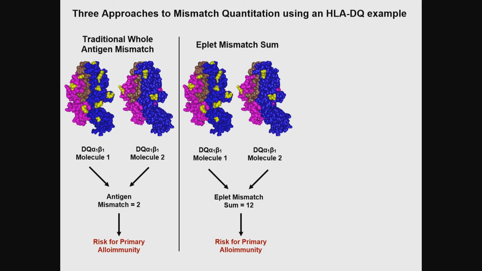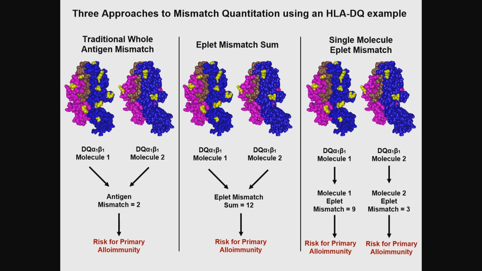When we switched to using eplet mismatch, we did the same thing, but in a more detailed way, where we looked at the mismatches at the eplet level in both of these molecules. We added those numbers up. We got some sort of number, in this case 12, and then we correlated that number with the alloimmune response. The single molecule approach is to say, well, there are 2 different molecules here. Each has a risk of developing an antibody, so why don't we analyze them independently?